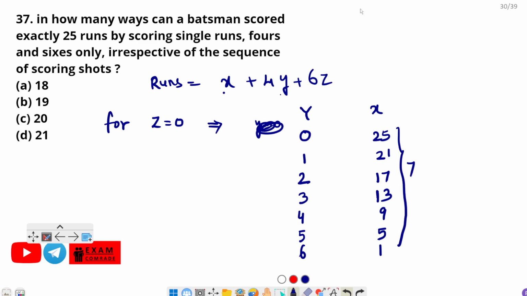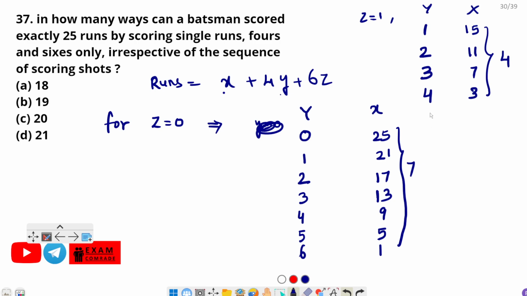Similarly for z is equal to 1, y can be 1, so 10 runs are scored in boundaries and the remaining 15 in singles. 2 boundaries 11, 3 boundaries 7, 4 boundaries 3. So the number of possible cases for z is equal to 1 is 4.